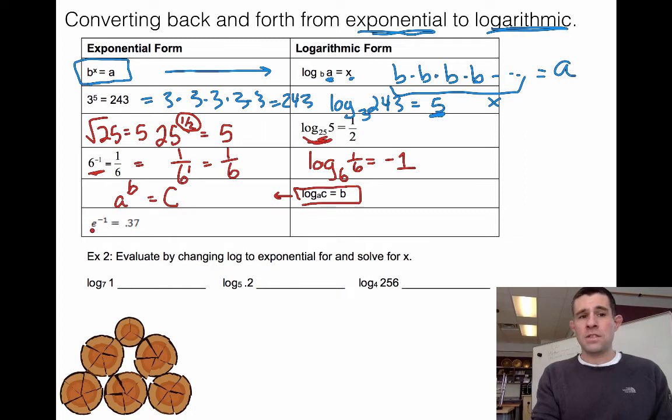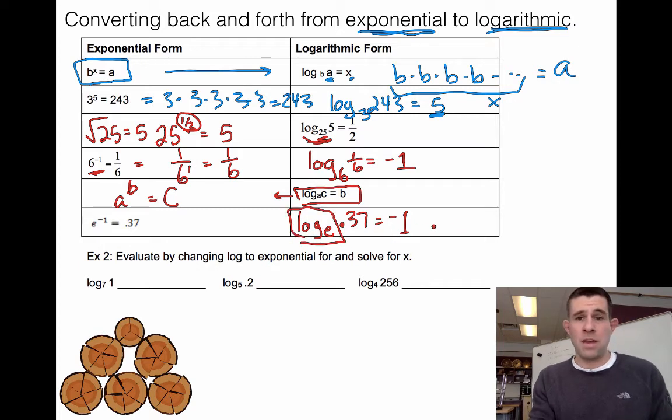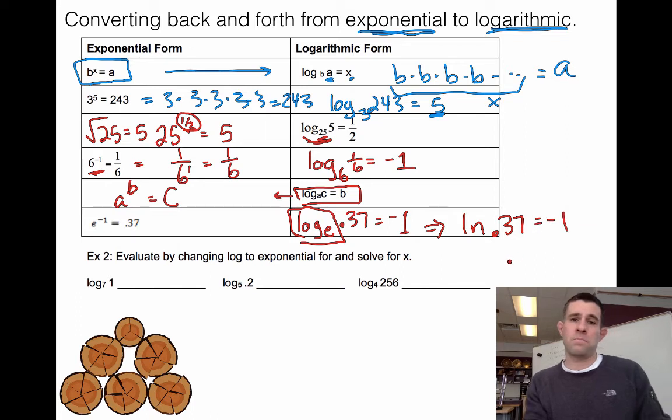Now this last one here says e to the negative 1 is equal to 0.37. Again, I'm going to generate this in logarithmic form. So this is log base e of 0.37 is equivalent to that exponent, which is negative 1. Now one thing I want to change here is this log base e. Log base e is actually the improper way to name that. You want to name that as the natural log. So you'd say the ln of 0.37, which is equal to negative 1.